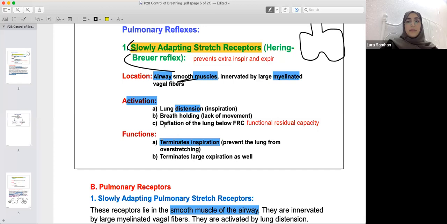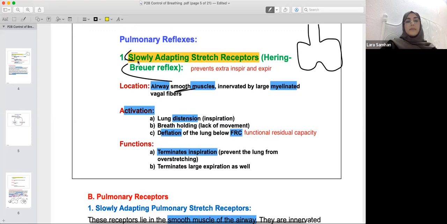And if we have a deflated lung, that means the lung is not inflated, the lung is not inspired or big. Once we have a deflated lung, it means we have expiration. We don't want over expiration. As we said, we should have some of the residual volume, or in other words, the FRC, which is the functional residual capacity. We should have some of the residual oxygen left in the alveoli or in the lung. Now, this is the first pulmonary reflex we discussed, which is the slowly adapting stretch receptor, or in other words, the Hering-Breuer reflex.